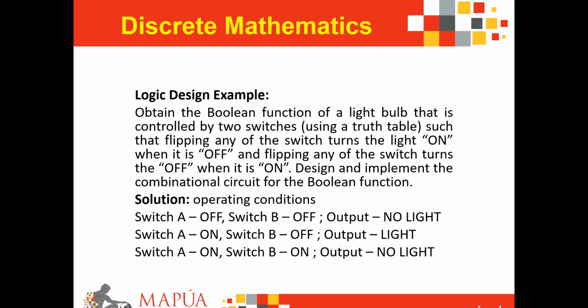Likewise, since this position has no light, if I flip any of these switches again under this condition, it should turn the light back on. Therefore, if I flip switch A again, this time to the off position, while switch B is at the on position, there should be light.